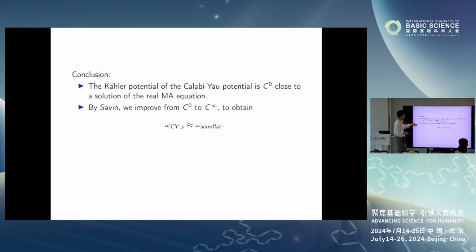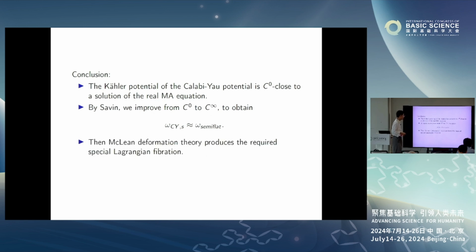Now, the gist of this argument is that this is the C0 statement, and Savin's result allows you to bootstrap from C0 to C infinity. And then once you know that the metric is close to being semi-flat, it only takes some implicit function theorem argument to produce this special Lagrangian fibration. I guess I have run out of time, so thanks.